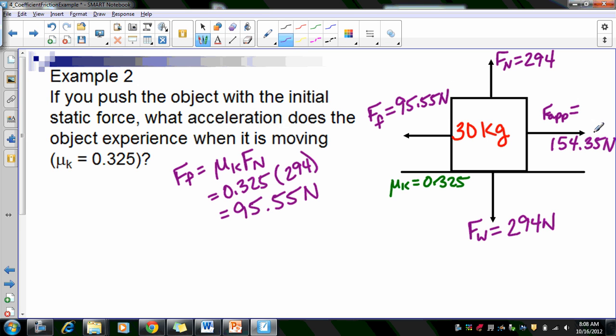This is our applied force. So frictional force, applied force. And notice now they're not equal, right? And so to solve, we do exactly what we did before. These two cancel out. These two do not.